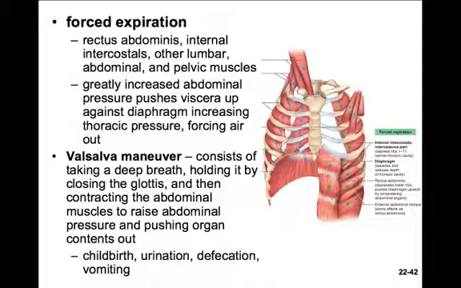The Valsalva maneuver is used during childbirth, urination, defecation, or vomiting, and it consists of taking a deep breath so the lungs are full of air, and it's held in by closing the glottis. Then when we contract the abdominal muscles, we raise the abdominal pressure, which pushes on the particular organ in question, whether it's the uterus or the bowel or the bladder, and pushes the contents out.